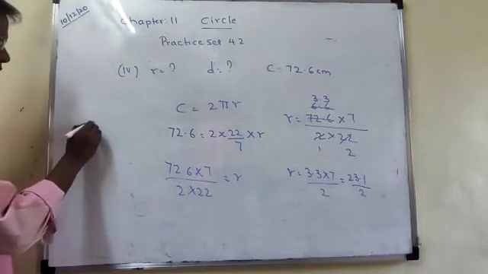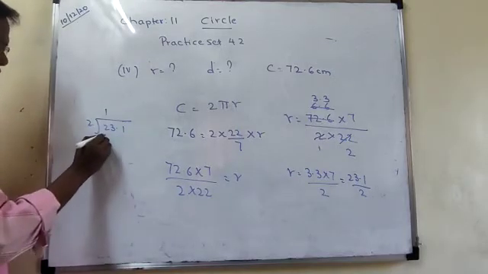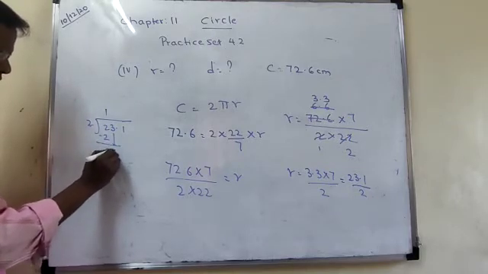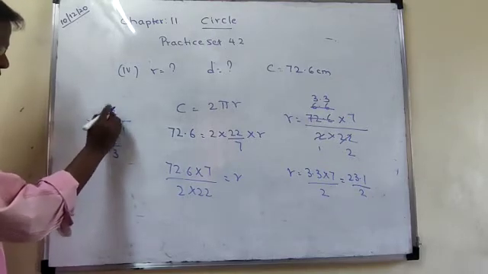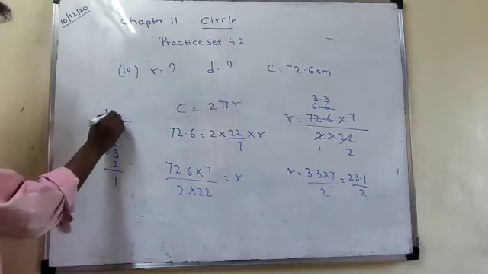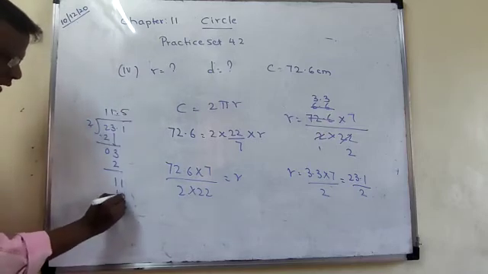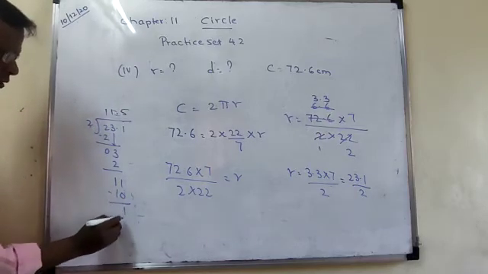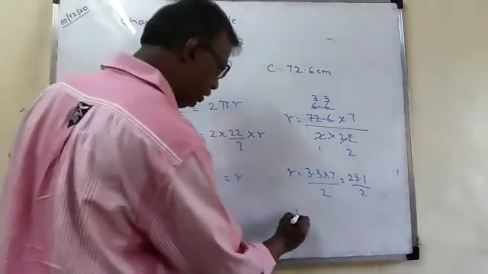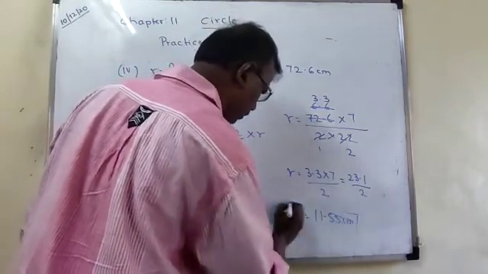Now we will divide this. So 2 divided by 23.1. 2 ones are how much? 2 minus 0. Take this 3 here. 2 ones are once again 1. Put point. Take 1. 2 5s are 10. 1. Nothing is there, we take 0. 5s are. So r is equal to 11.55 centimeters.